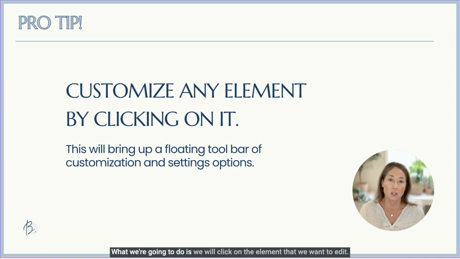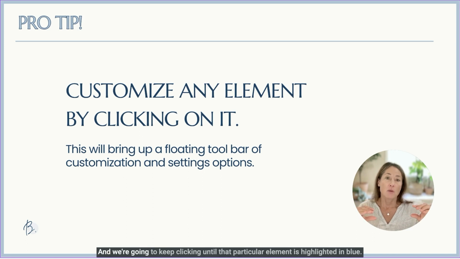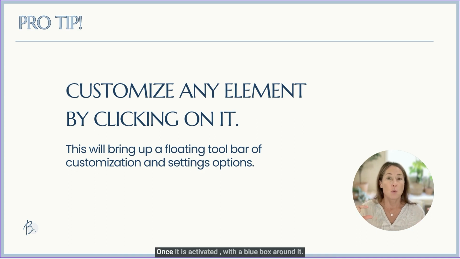What we're going to do is click on the element that we want to edit, and we're going to keep clicking until that particular element is highlighted in blue. Once it is activated with a blue box around it, that means we can begin customizing it. In addition, it's going to bring up a floating toolbar with all of our customization and editing options. Let me show you how to do this now inside the editor.